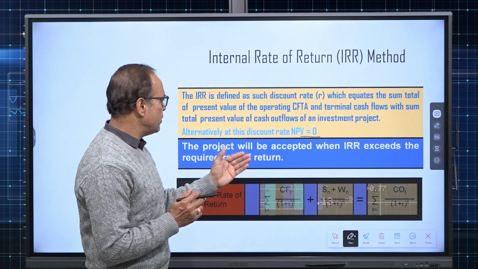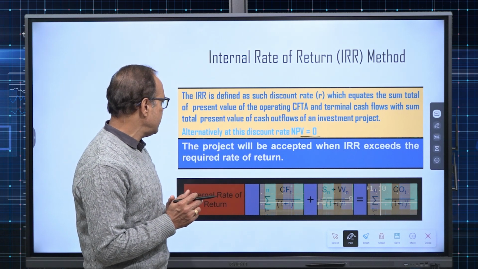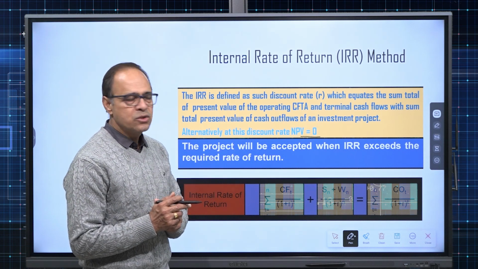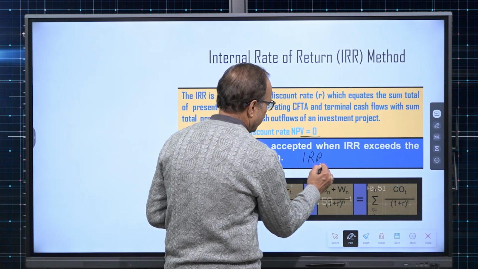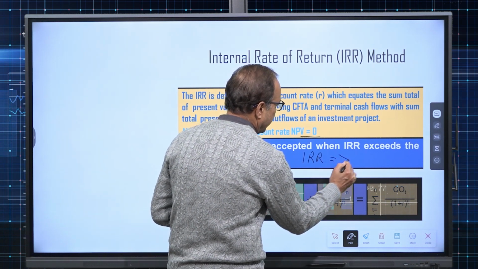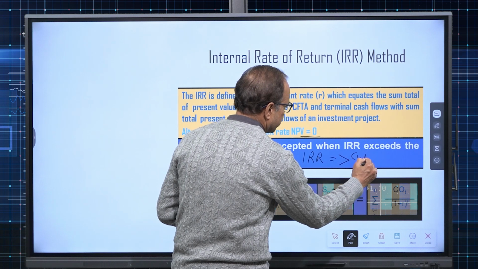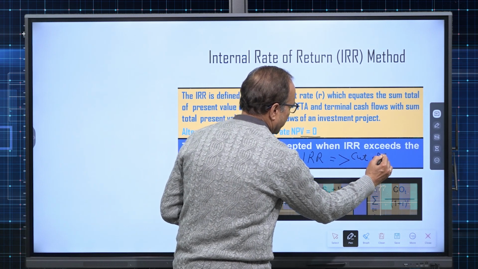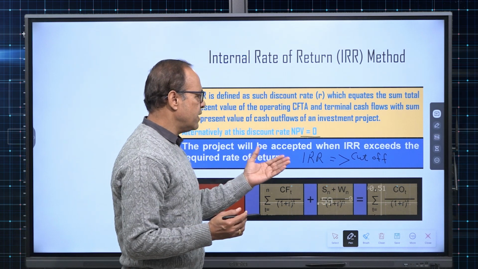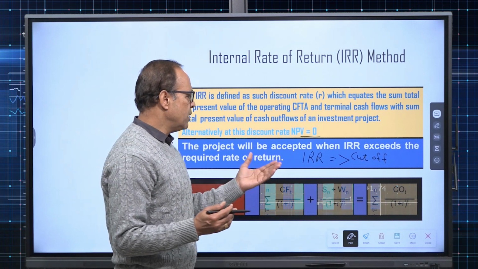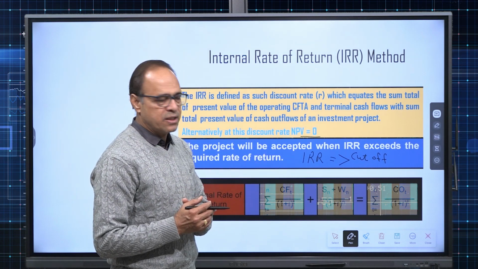So, the project will be accepted when IRR exceeds the required rate of return. It means if IRR is equal to or greater than the cut-off rate, you can say cut-off rate, minimum required rate of return, or hurdle rate, or cost of capital, the project will be accepted, else it will be rejected.